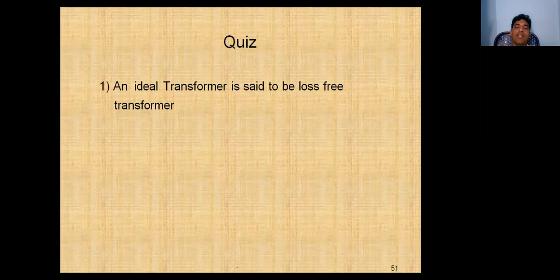An ideal transformer is said to be a loss-free transformer. True or false? An ideal transformer is said to be a loss-free transformer. Yes, it is true.